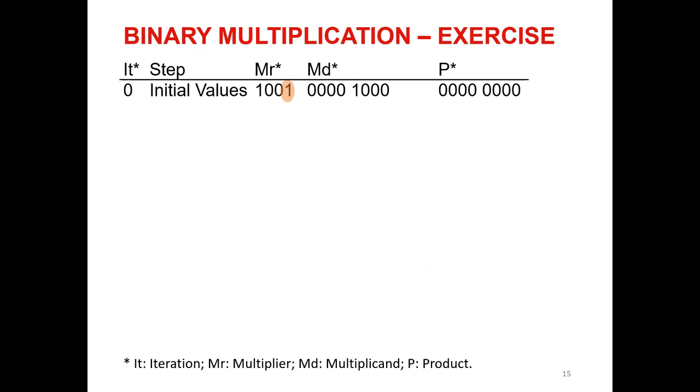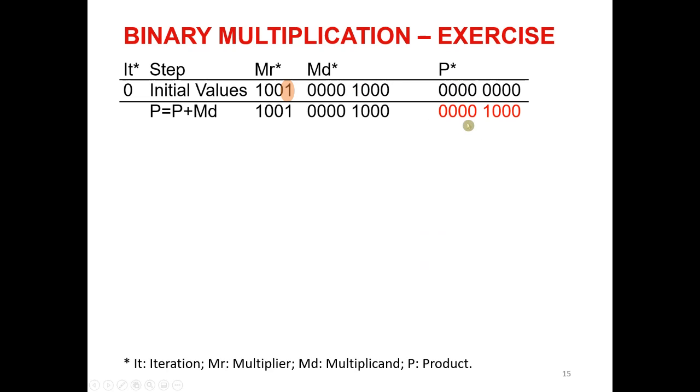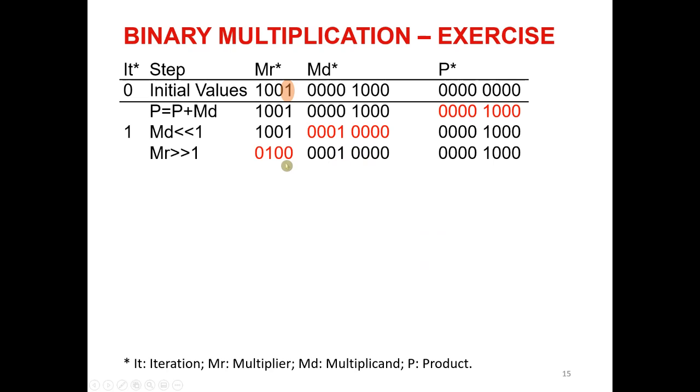We check the first bit of the multiplier. The first digit is 1. So then if it is 1, the algorithm says that we need to add the multiplicand to the product and place the result in the product. This is actually what we have done here. The next step is shifting left the multiplicand as we have done here. Next step is shifting right the multiplier as we have done here. And then we check again the first bit of the multiplier, and then everything is repeated as before.